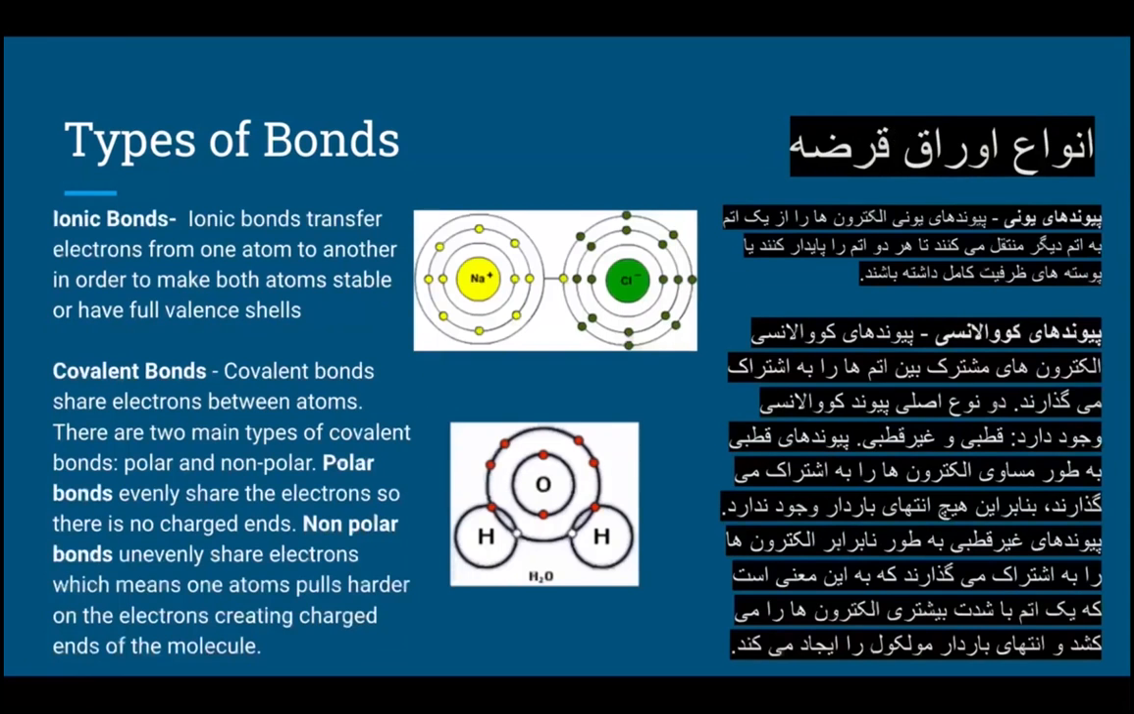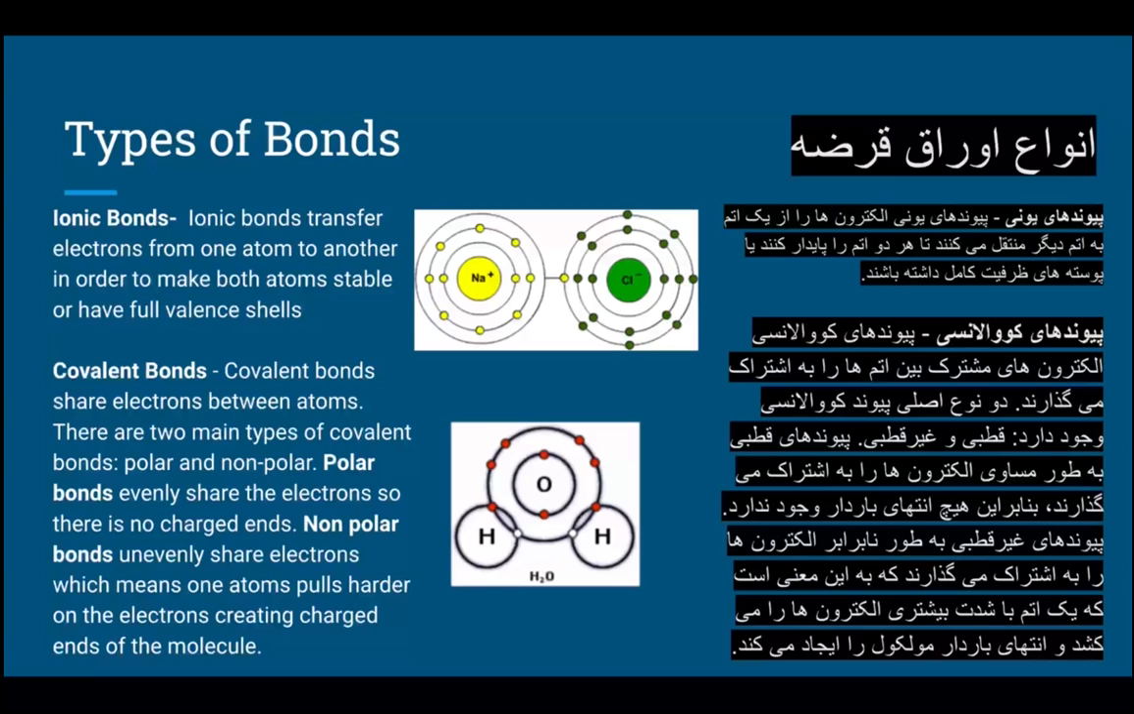All right, so what are the types of bonds? There are lots of types of bonds, but two of the main types are ionic bonds and covalent bonds. Ionic bonds bond together by transferring electrons from one atom to another. They do this so that the valence shells, or the outermost shells of the atoms, can be full. And once the outermost shells of the atoms are full, these atoms become stable, and all atoms want to become stable. Now, covalent bonds are a little different.